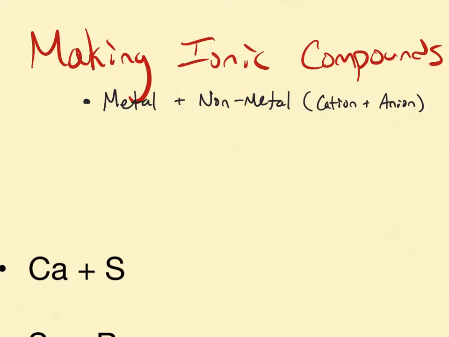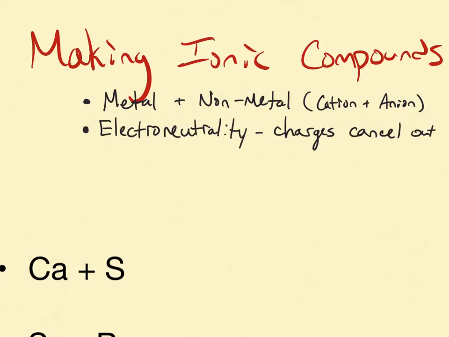The second thing you need to look for when making ionic compounds is electroneutrality. What that means is that the charges always cancel one another out. When two ions, a positive and a negative ion, get together, they will combine in a ratio that eliminates their charges, in the lowest common multiple of the cation and anion, so that no charge occurs. Essentially, they are neutral, which is where the concept of electroneutrality comes from.